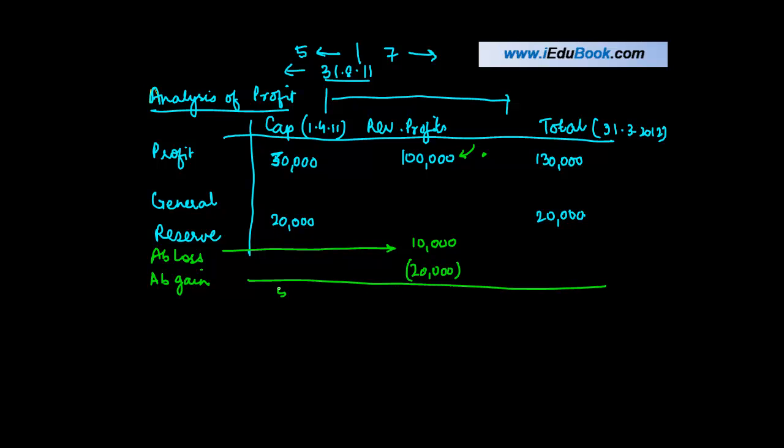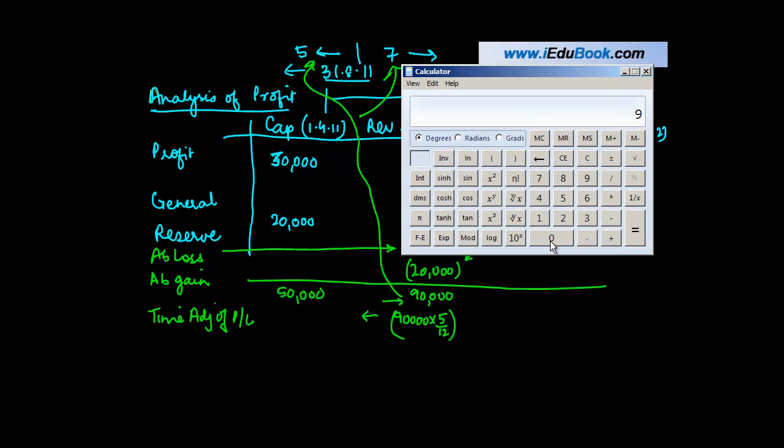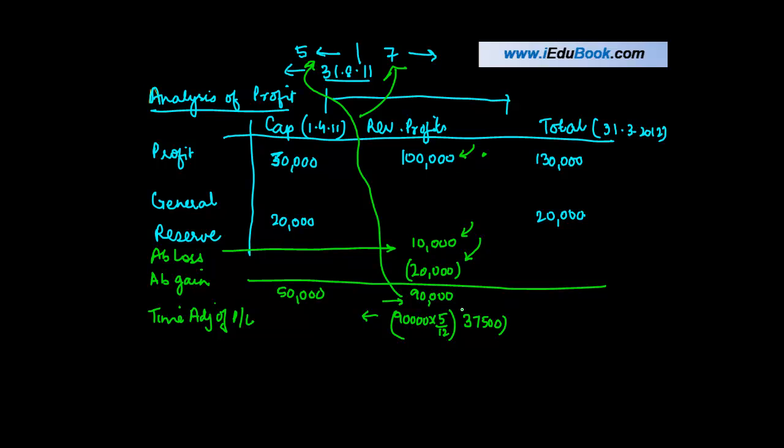Adding or subtracting this, 30 plus 20 gives you 50. 100 plus 10, 110 minus 20 gives you 90. So 90,000 would have been the profits I would have earned if the impact of abnormal loss and abnormal gain was not there. But out of this 90,000, 5 months profit are pre, 7 months are post. So we will carry out a time adjustment of profit. 90,000 into 5 by 12 is what belongs to the pre-acquisition profits. Let's see how much that amounts to. 90,000 into 5 divided by 12 is 37,500.